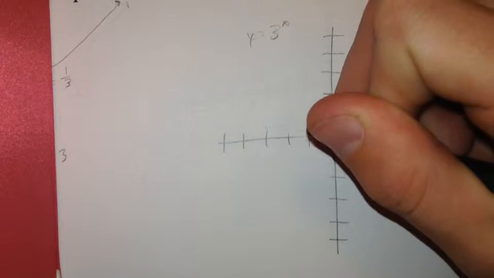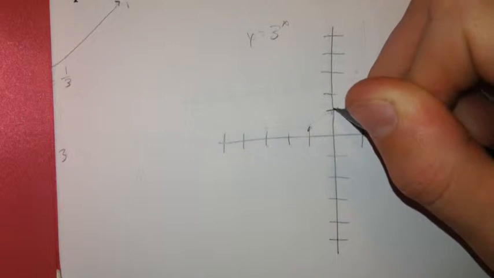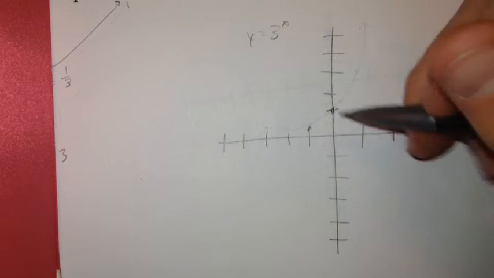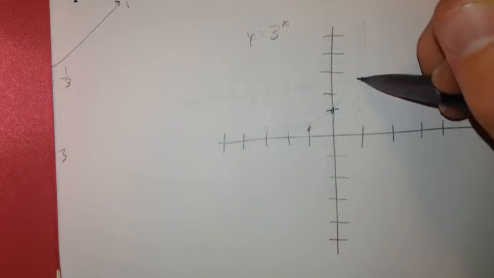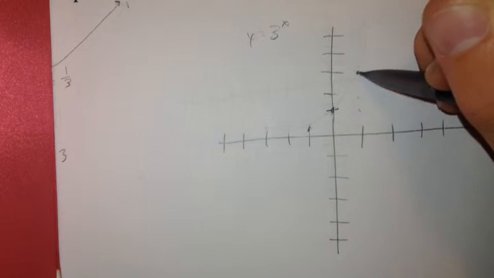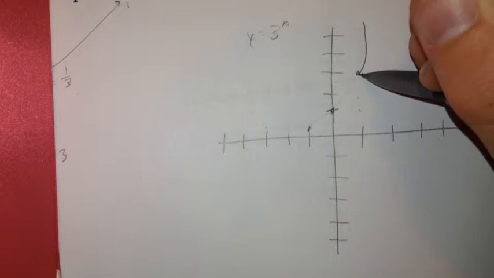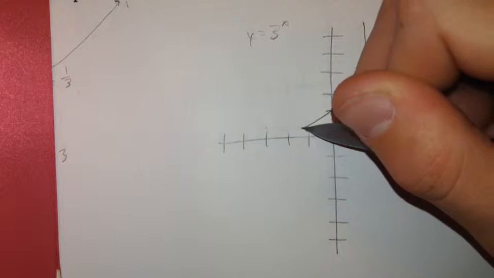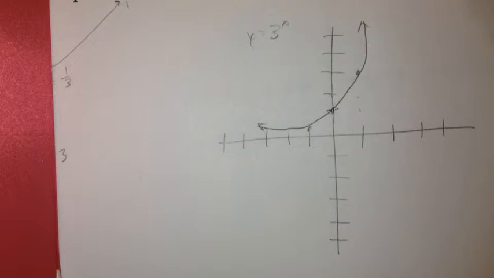So that's roughly about there. Then we have 0, 1, and 1, 3. 1, 2, 1, 2, 3. And then we draw our curve. Mine isn't very pretty, but you understand.